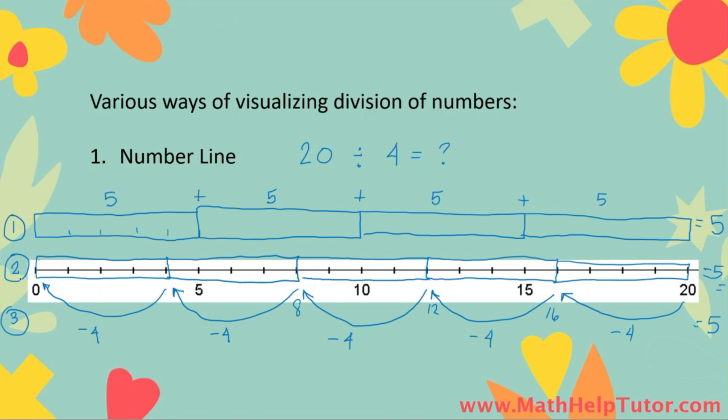Same thing for the second way of viewing division. We have a segment that is 4 numbers long, and we multiplied it 5 times. 1, 2, 3, 4, and 5. So that's 4 times 5. Or in other words, 4 added to itself 5 times. So that's 4 plus 4 plus 4 plus 4 and plus 4, which is equal to 20 as well.